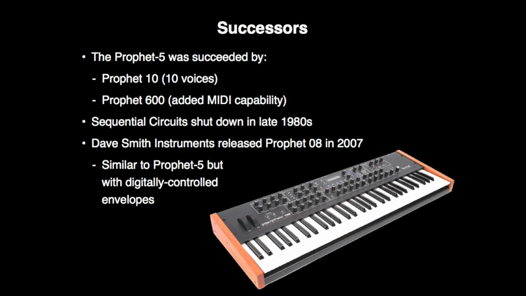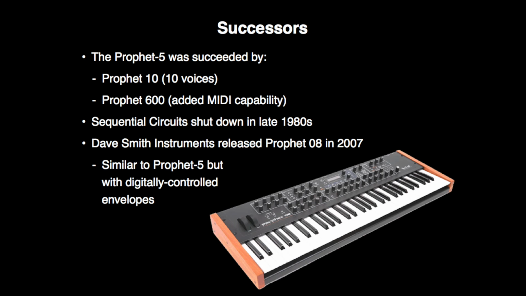So the Prophet 5 was succeeded by a couple different models. The Prophet 10 had 10 voices. The Prophet 600 added MIDI capability. Sequential Circuits itself shut down in the late 1980s, but Dave Smith started his own company called Dave Smith Instruments that in 2007 released an instrument called the Prophet 08.